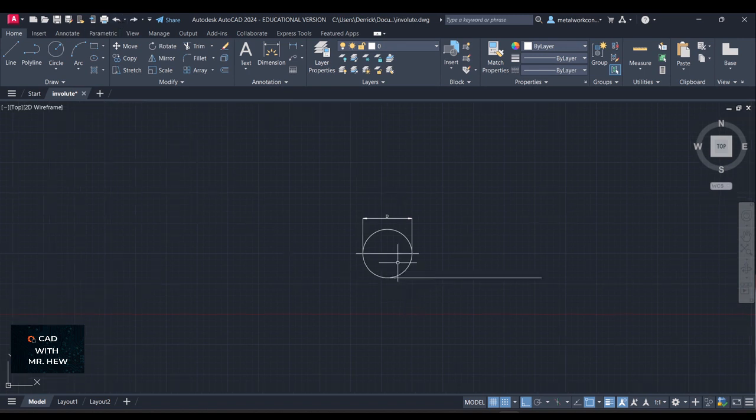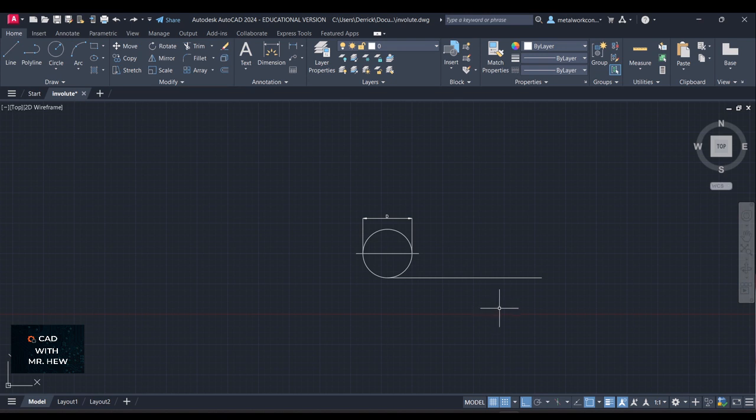Here we have the line, and the length of this line is equal to the circumference, and the formula is pi times 3.14. So this line is equal to the diameter times 3.14. I used a calculator to calculate that.